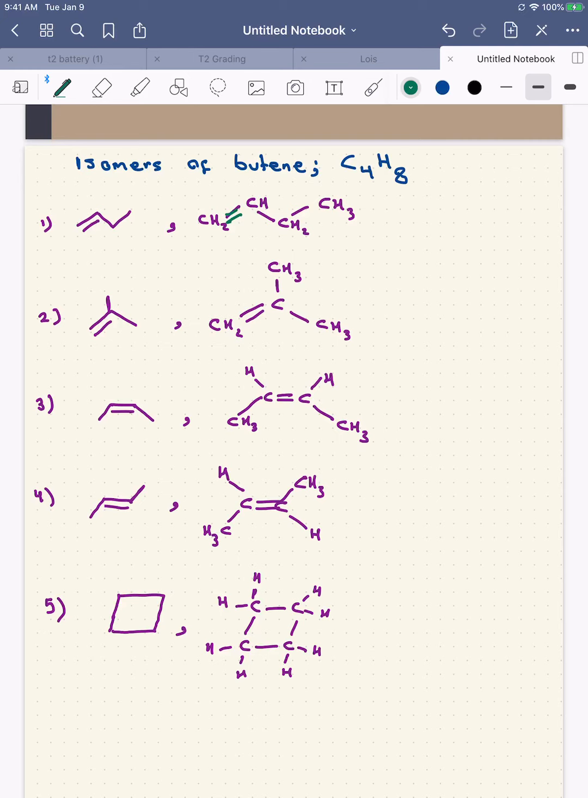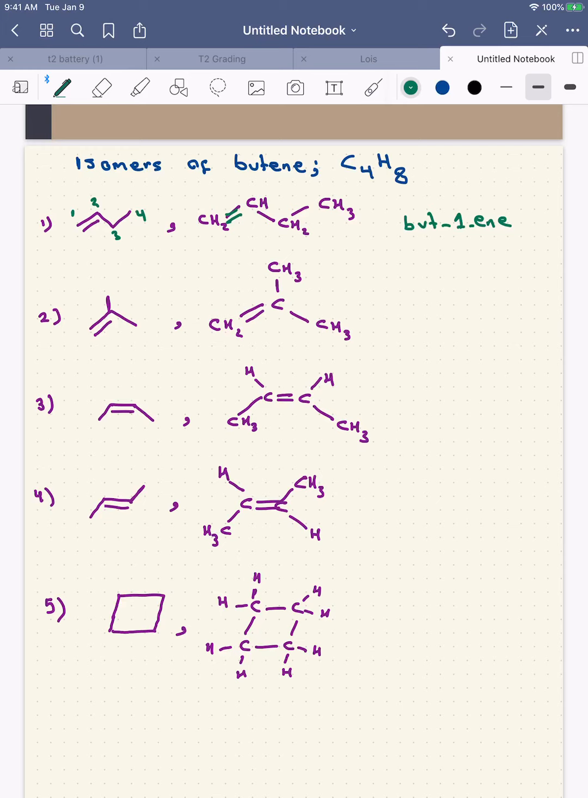So in order to name it, we have to number the carbons. The carbon on the left should be carbon 1, 2, 3, 4. So this is 1-butene, or but-1-ene. But-1-ene, and that's the first one.